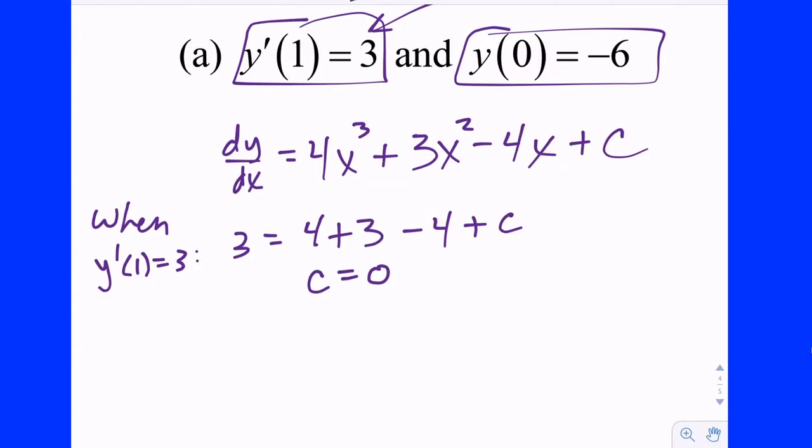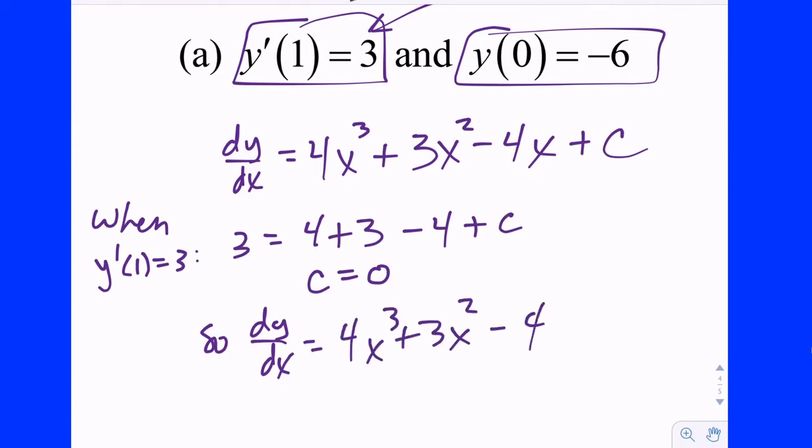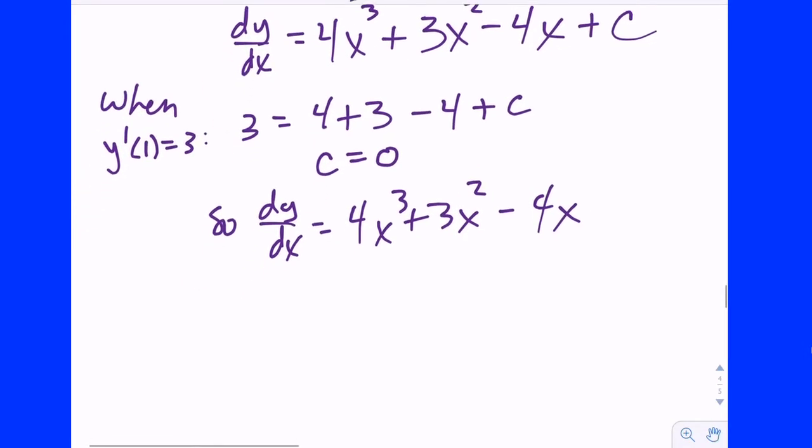So dy dx equals 4x cubed plus 3x squared minus 4x. And now there's no plus c there, but it's not because we forgot to write it. It's because it's 0 in this particular case. All right, so much fun.